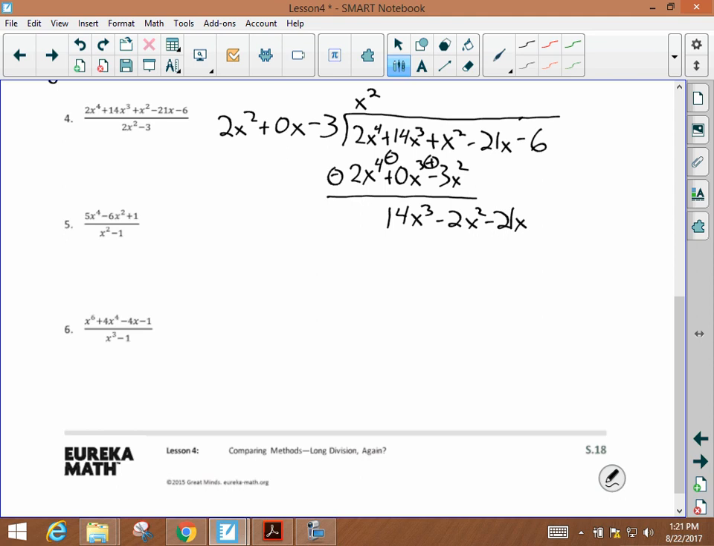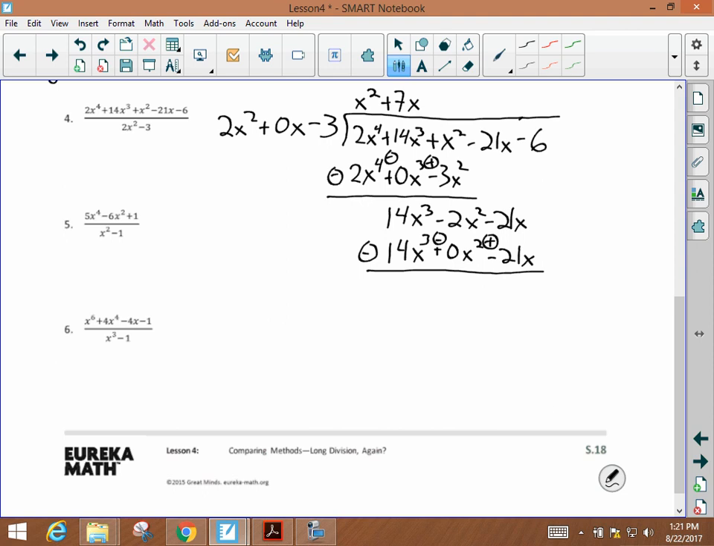So now I need to think, what did I need to multiply 2x squared by to get that 14x cubed? Well, looks like 7x, right? Fantastic. And then I'm going to distribute the 7x again. So that will give me 14x cubed. And the 7x times the 0x is going to give me a 0x squared. And then 7x times negative 3 is negative 21x. I'll go ahead and change the signs and add.